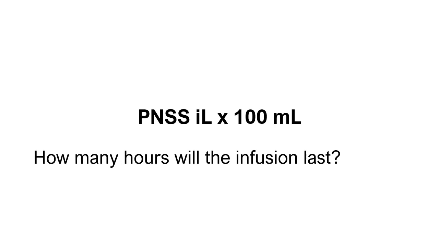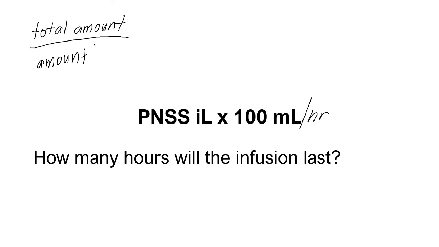Now, let's encounter the first order. You have plain NSS, 1 liter times 100 ml per hour. How many hours will the infusion last? This is basic arithmetic, so don't try to overanalyze. Just think of the total amount and then divide it by the amount per hour. The complete order is plain NSS 1 liter times 100 ml per hour. So, total amount divided by amount per hour.